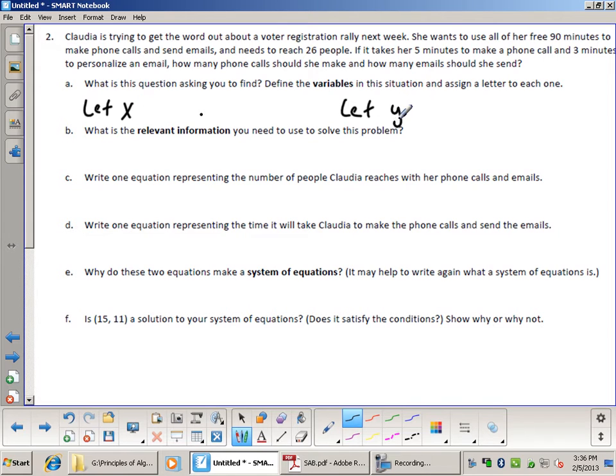So it seems to me the two things I don't know in this problem are, and it's even saying it right here in this last sentence, how many phone calls and how many emails. So I'm going to let x be number of phone calls, and I'm going to let y be number of emails.